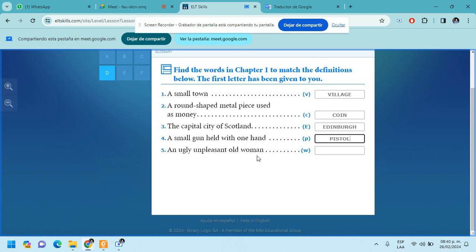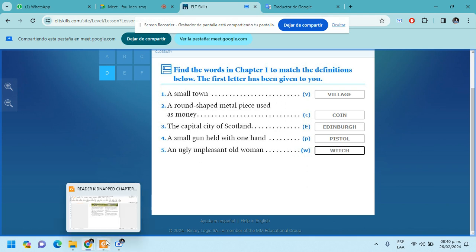That is, an ugly, unpleasant old woman. Is a witch. It's a woman, an ugly woman. But it's related more to magic, no? To curses, to potions, for magic potion, but a witch, una bruja. No, that says, because it mentions here the man.